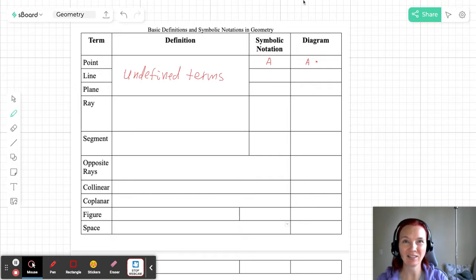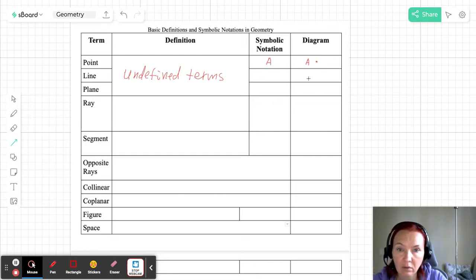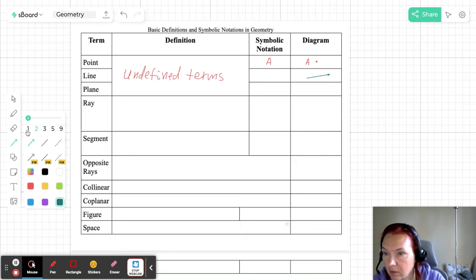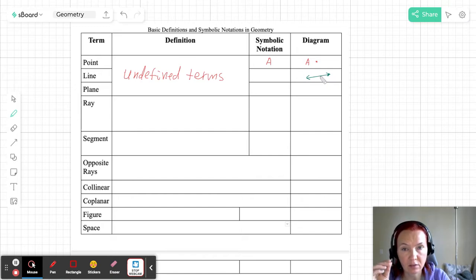Okay, line is another undefined term. Very often students say, oh, it's a straight line. Well, lines are always straight. If it's not straight, it's not a line, it's a curve. So a line is something that we label, and then there should be an arrow on the other end as well that I'm going to draw like this. So this is a diagram. For a line, it does not have a thickness. It's kind of made of points. So how do you get a line? You put a bunch of points together, right?